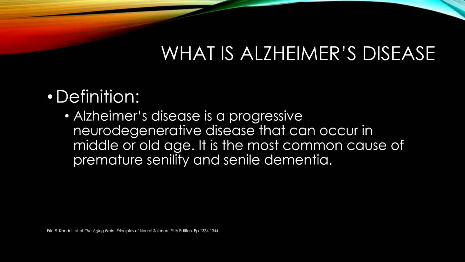So, definition: Alzheimer's disease is a progressive neurodegenerative disease that can occur in middle or old age, and it is the most common cause of premature senility and senile dementia. I'm going through the definition, and we'll be going through the etiology and all those details, the actual basic science, because it's not one that's common out there. It's not one that a lot of people know about.